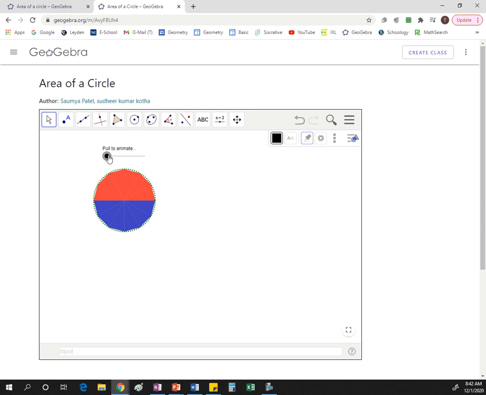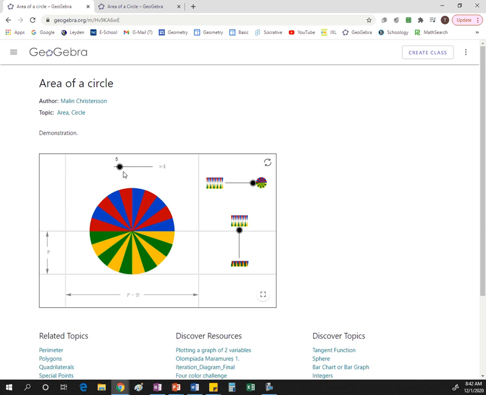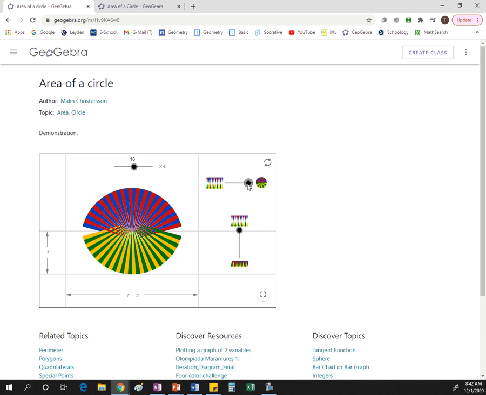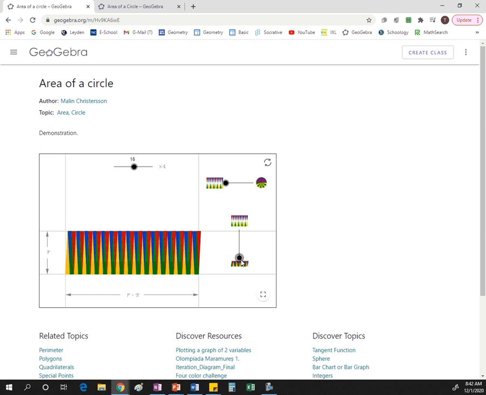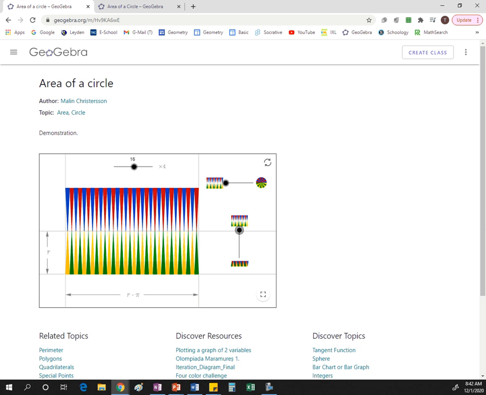It may not look like a great rectangle, but the idea here is you take more and more slices, and the more slices you take, the closer this thing is going to look to a rectangle. Now, you don't really have to be able to reproduce this. You just got to be able to use the formula that it creates.